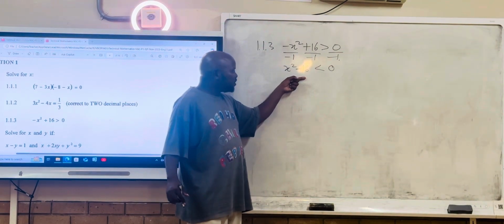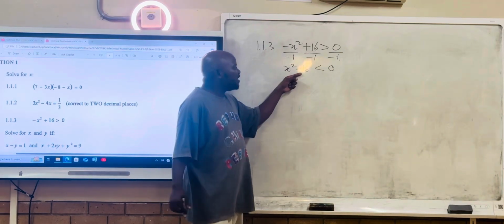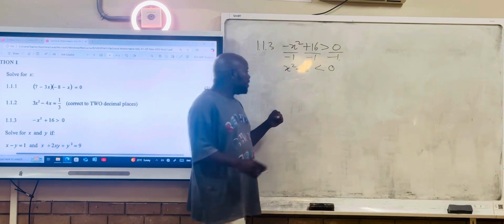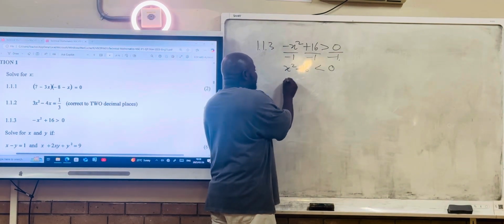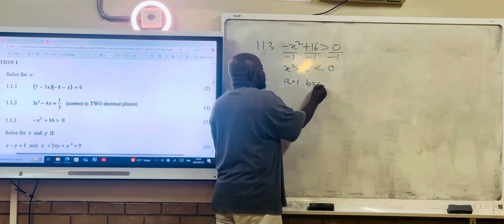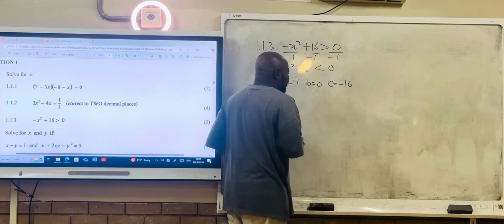Now, normally technical maths learners, because we are used to using the quadratic formula, I just urge you to use the quadratic formula here, because we don't have the value of b. The value of b will be 0. The value of a is equal to 1. The value of b is equal to 0. The value of c is equal to negative 16.